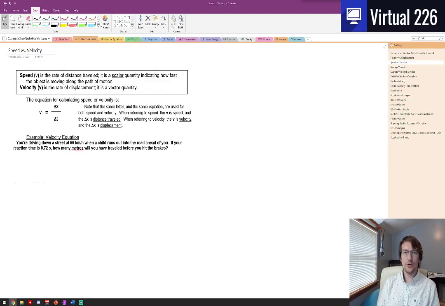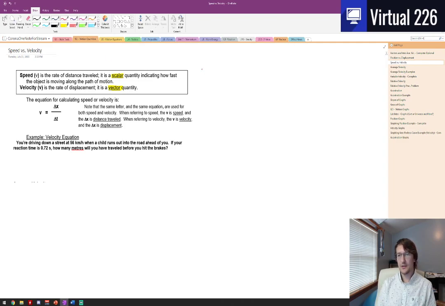Okay, we're back in Unit 2 looking at some speed versus velocity. Both of these might be terms that you've heard of before, speed and velocity. But just like with distance and displacement, we need to start thinking about scalar quantities versus vector quantities, because speed and velocity are very, very different.